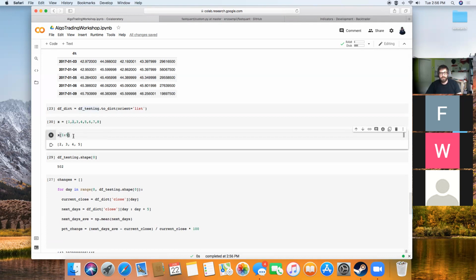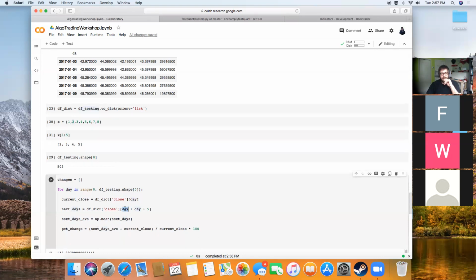Okay, wait a second. But in the for loop, when the day is equal to 0, the next days include day 0 to day 5, right? So it will include day 0, 1, 2, 3, 4, but the 5 will not be included. Yeah, but day 0 is included in the next days? The 0 is included in the next days, yeah. So we're getting the average of the 5 days, including the day we are at today.